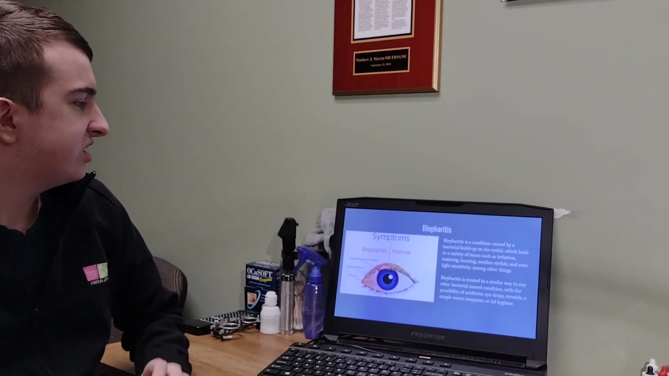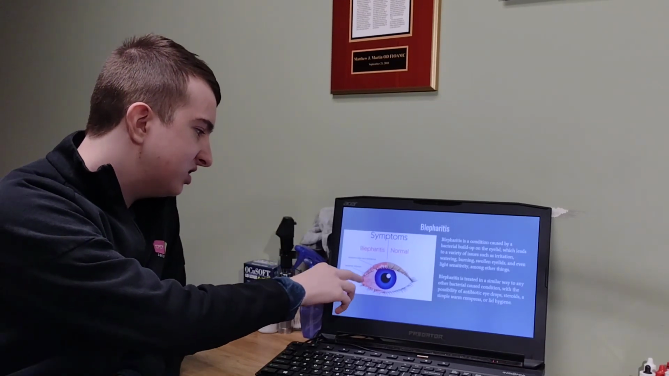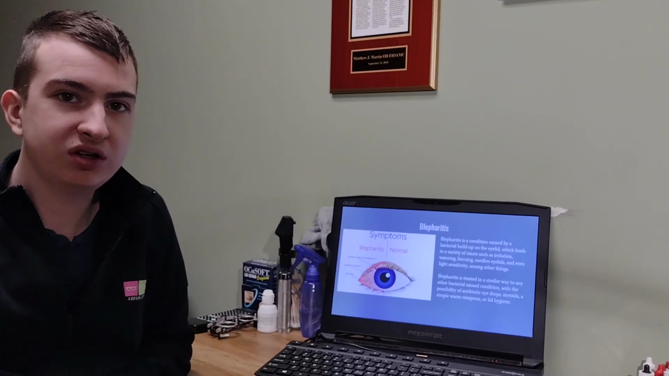Here's a little interesting chart I thought of what blepharitis might look like. You can notice how red the eye is. All these white dots are representing what some of the bacterial infection may look like externally.